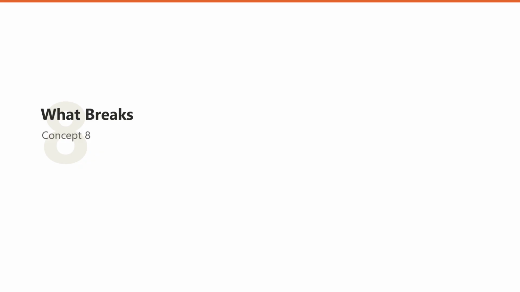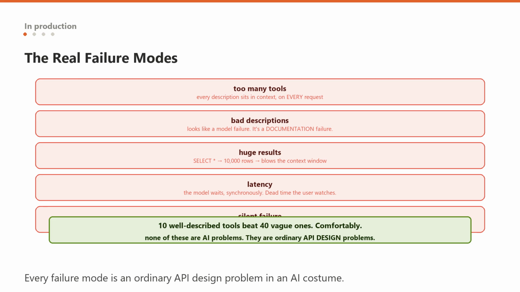Concept 8. The failure modes you will actually hit. 5 things go wrong, and none of them are protocol bugs. Too many tools. Every tool description sits in the context window, permanently, on every single request. Connect 40 tools and you have spent thousands of tokens before the user has said anything. And worse, the model's accuracy at picking the right tool degrades as the list grows. 10 well-described tools beat 40 vague ones, comfortably.